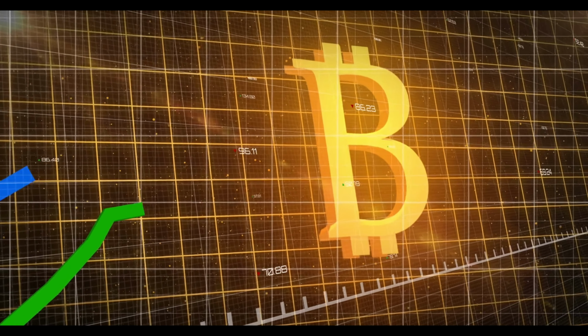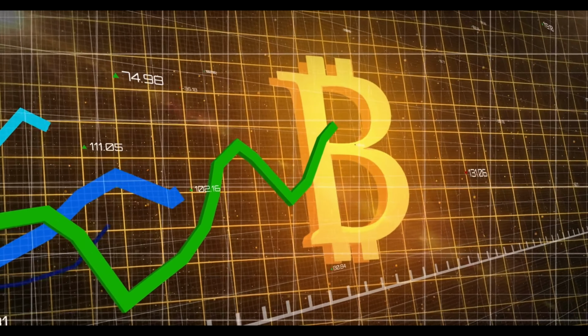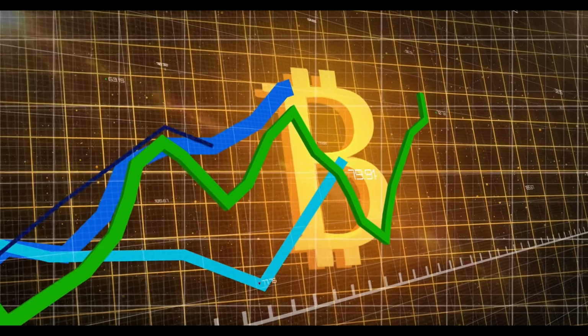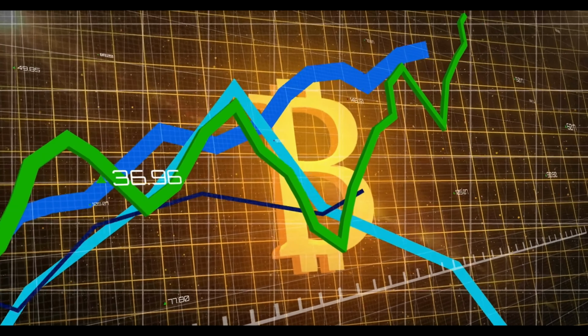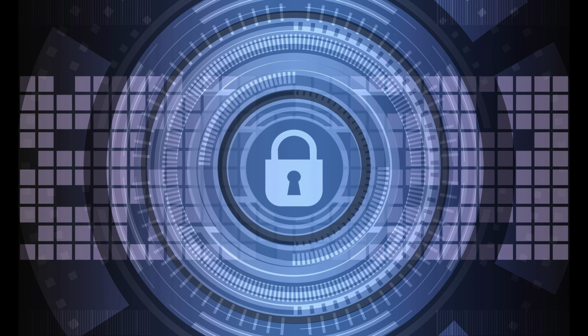Step 4. Start mining. It's time to start mining. Launch your mining software and enter the necessary details, such as your mining pool's address and your wallet address. Once you're connected, the mining software will use your computer's processing power to solve complex mathematical problems. These problems secure the Bitcoin network and verify transactions.